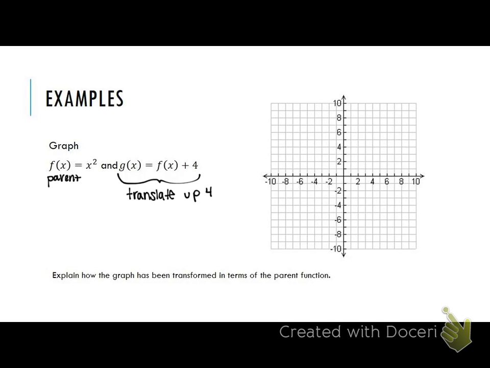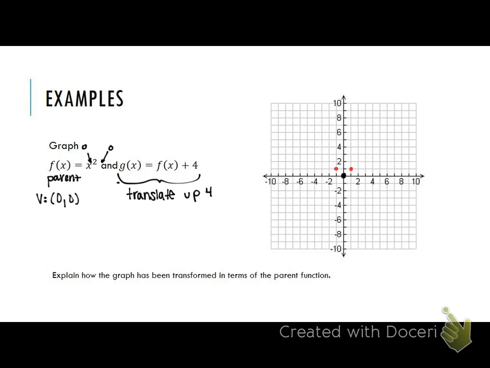So the parent graph. What is the vertex of our parent graph? 0, 0, because we have nothing between here and nothing added at the end. So that's our h, k value. Okay, ready? Out 1, up. If we go out 1, we go up. 1 squared is 1. So if we go out 1, we go up 1.